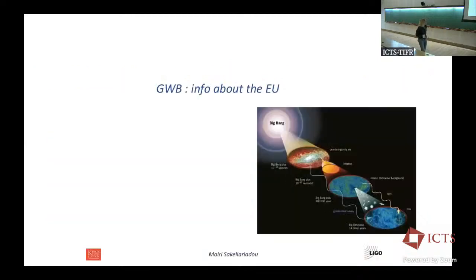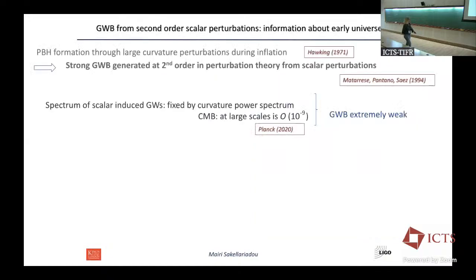Now, information about the early universe. Remember what Gian Massimo said a few days back about the second order scalar perturbation that can lead to the formation of primordial black holes. You have a strong gravitational wave background, which is created at second order in perturbation theory from your scalar perturbation. However, at large scales, there are constraints from CMB, which tell you that it should be of the order of 10 to the minus 9. And therefore, the background which you are going to get is extremely weak, so you cannot detect it.